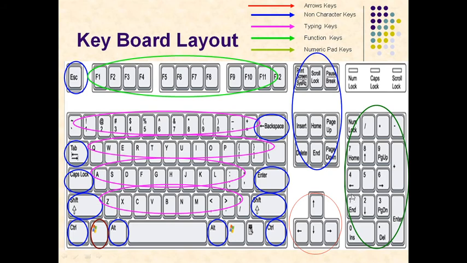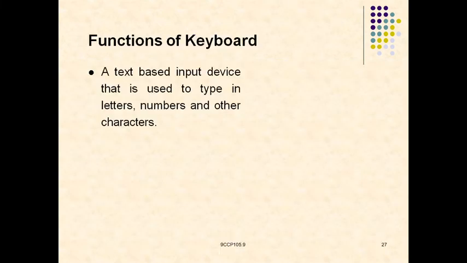To type numbers quickly, you can use the numeric pad keys, which are on the right side of the keyboard. Okay students, so these are the different keys of the keyboard: arrow keys, non-character keys, typing keys, function keys, numeric pad keys. Okay students, let us proceed to the next slide.